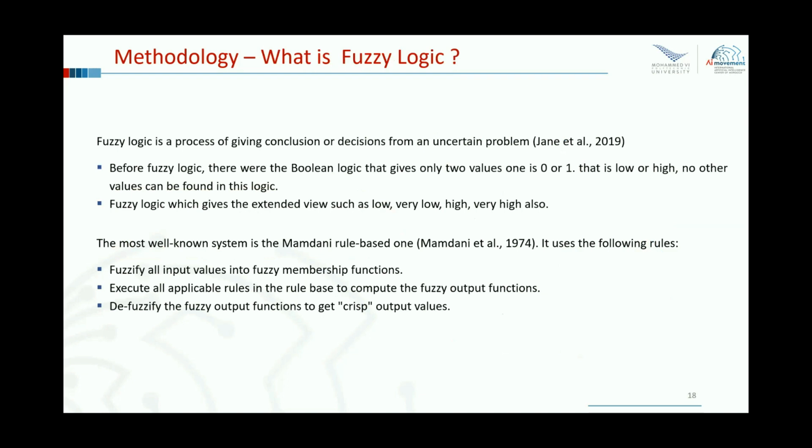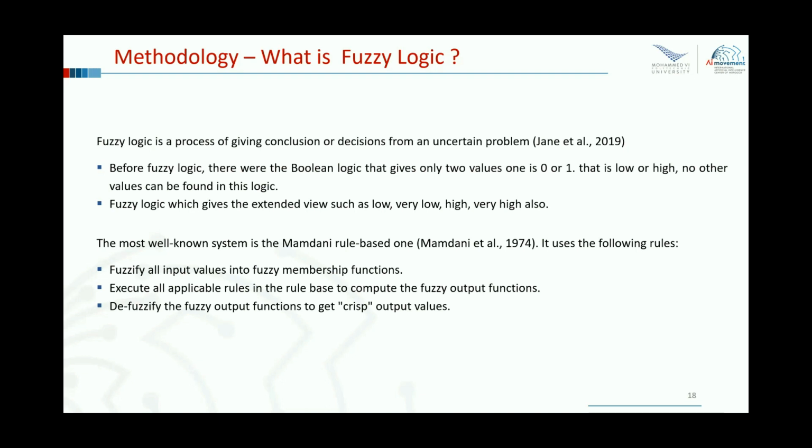approach or technique. So what is fuzzy logic? Fuzzy logic is a process of giving conclusions and decisions from an uncertainty problem. Before fuzzy logic, there was Boolean logic that gives only 2 values. One is 0 and the other is 1. That is low or high. No other values can be found in this logic. While fuzzy logic gives the extended view such as low, very low, high, very high, and so on.